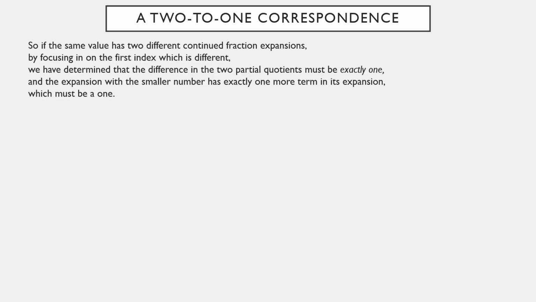So if the same value has two different continued fraction expansions, focusing on where the first index is different, we determined that the difference in the two partial quotients must be exactly 1. Remember, in our previous theorem, we subtracted our b naught to just make one of them a 0, and we derived the other one as exactly 1 larger, or just 1. So taking back that subtraction of b naught, wherever the first difference occurs, the two partial quotients must be apart by exactly 1. Also, where the smaller number occurs has exactly one more term in its expansion, and that next term has to be a 1.